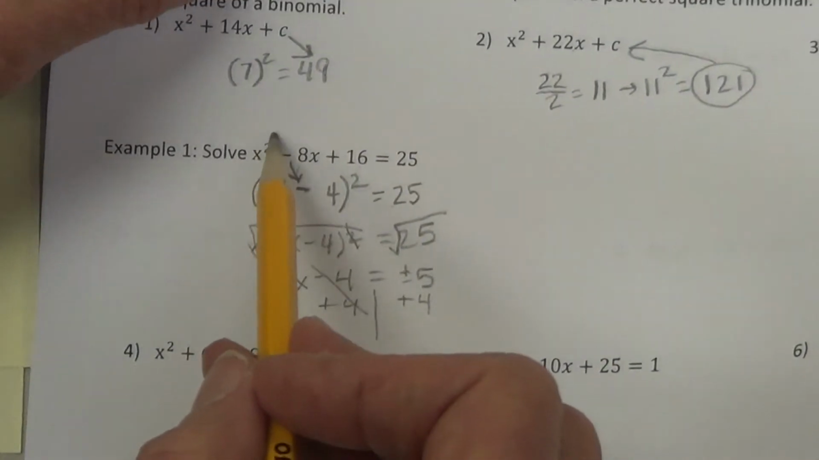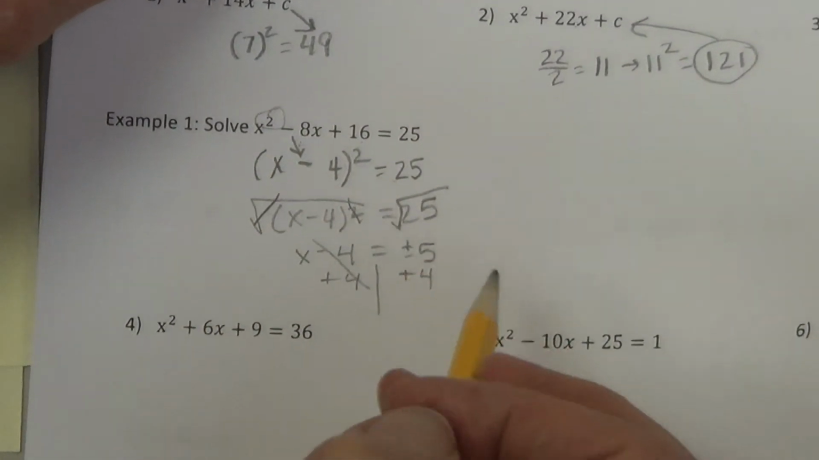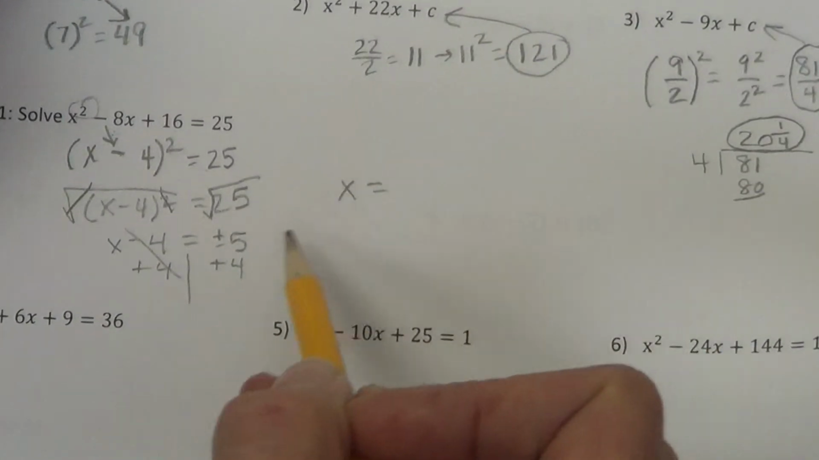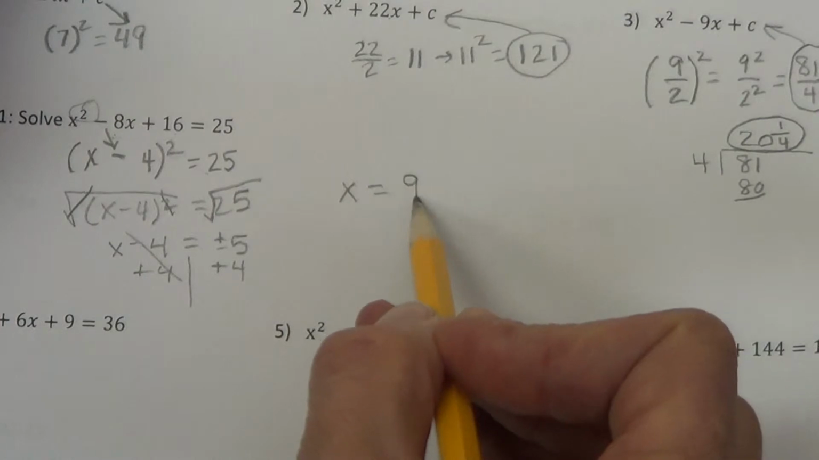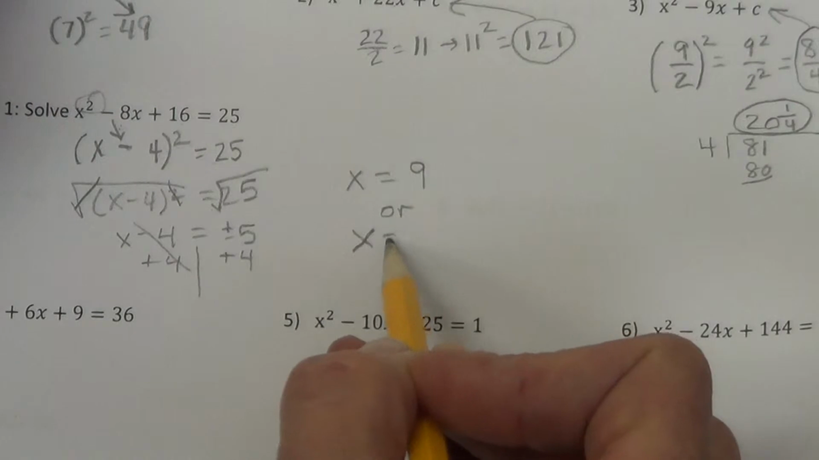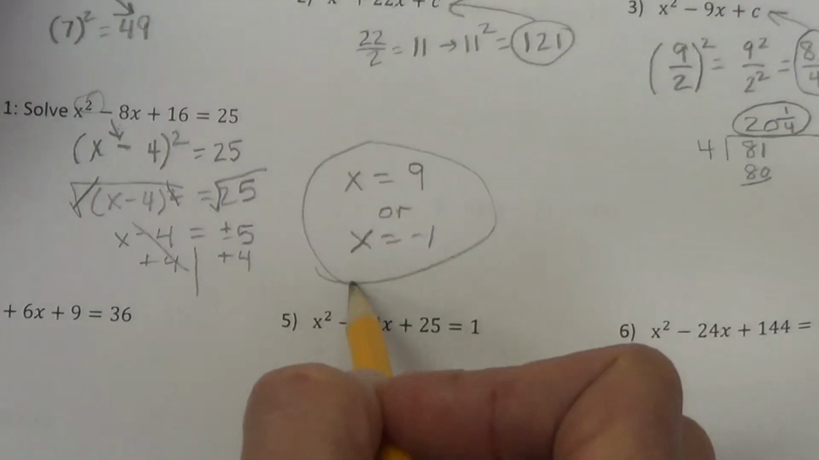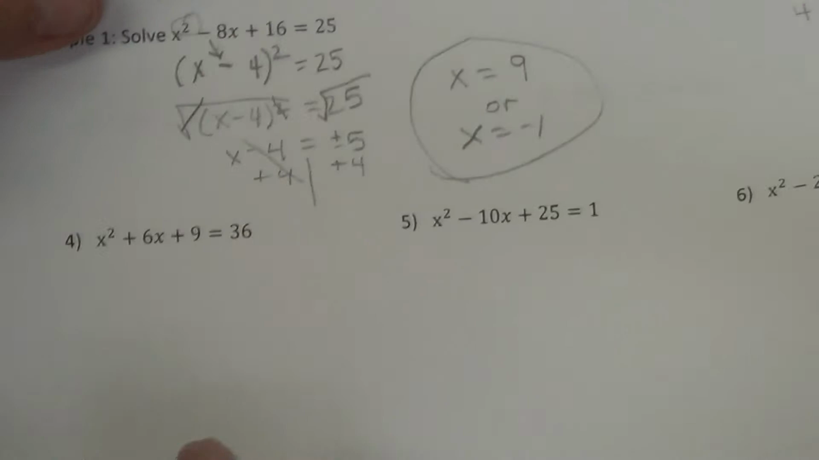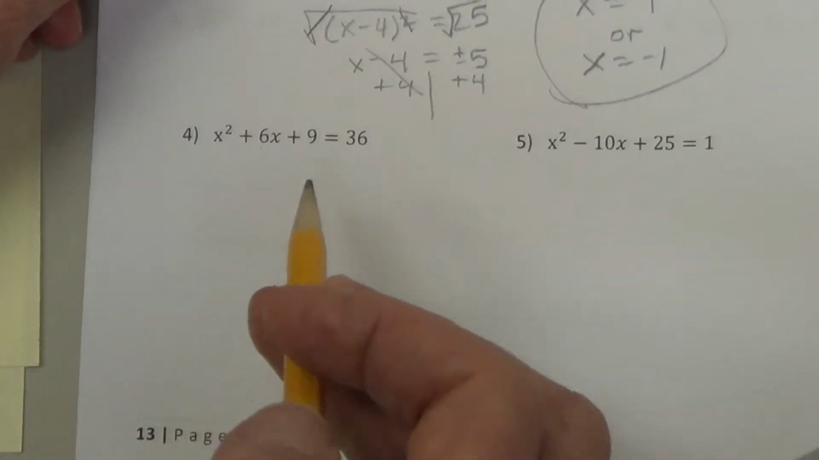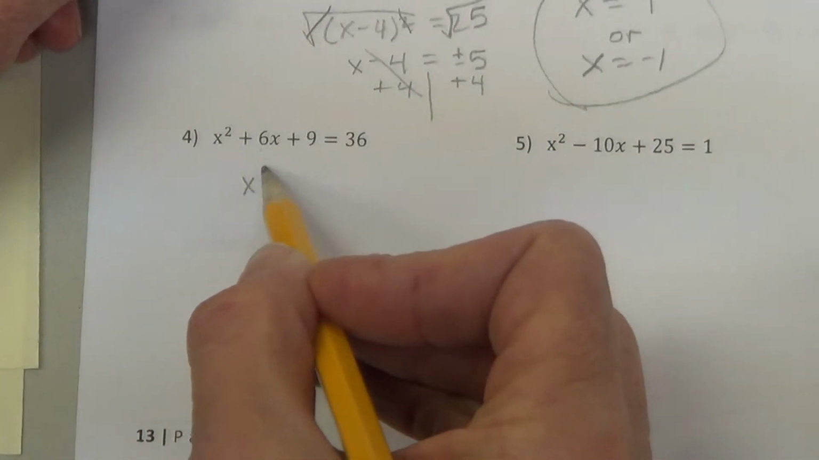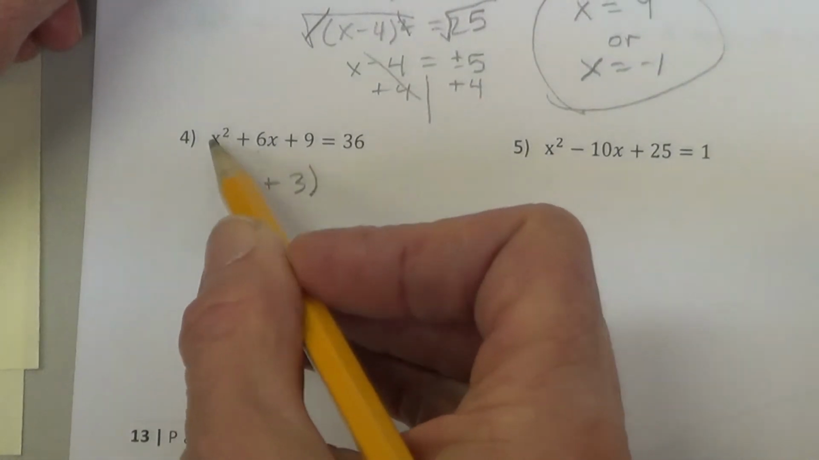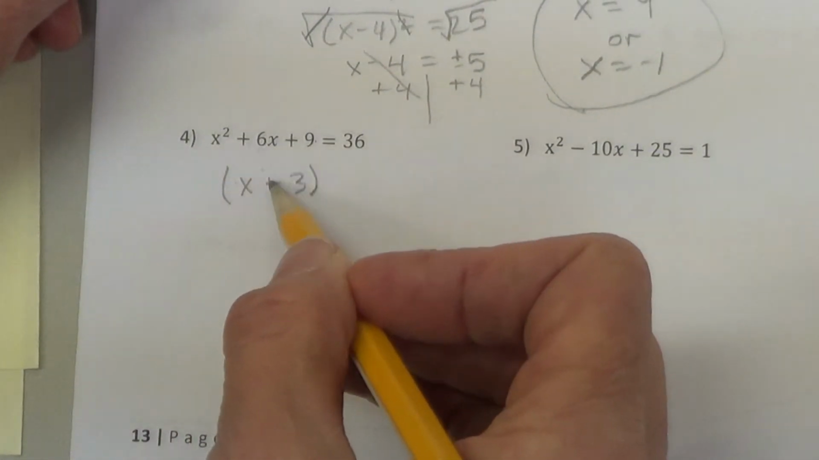Remember, because we have a degree of 2, we're going to have two answers. So we could have x equals 5 plus 4 would be 9, or negative 5 plus 4 would be negative 1. So either of those answers. Next one. This is a perfect square because half of 6 is 3. 3 squared is 9. So we go ahead and we write x plus 3. Again, we took the root of the first one, root of the last one, and the sign of the middle one.